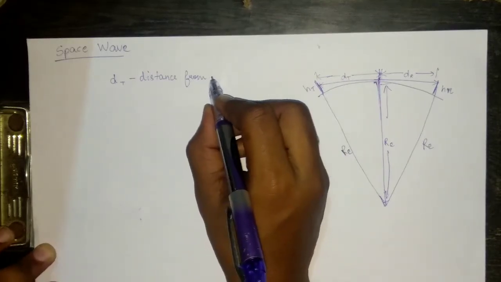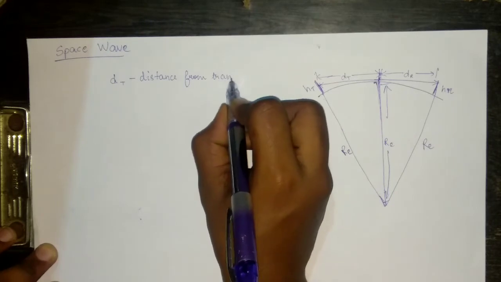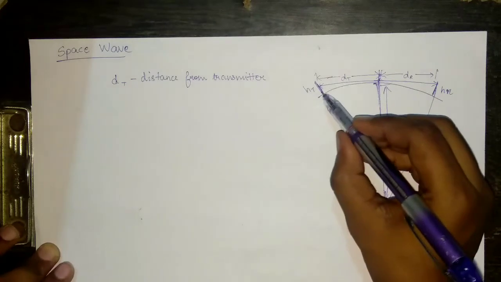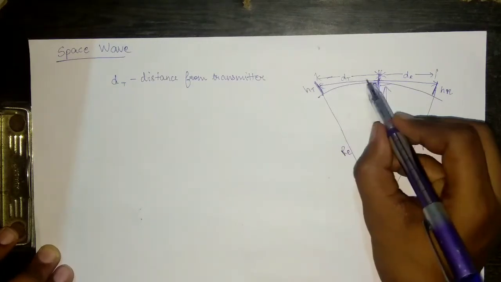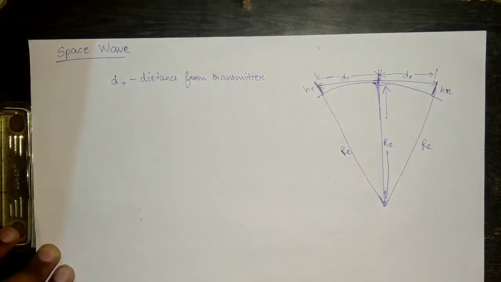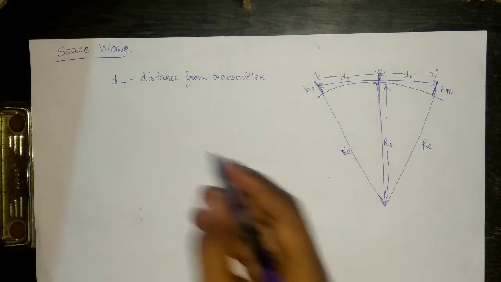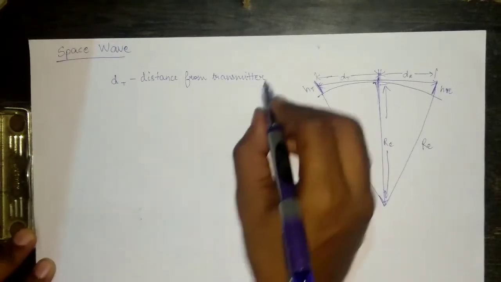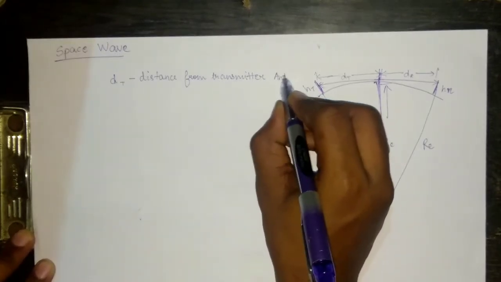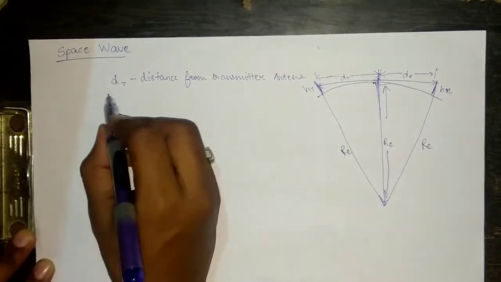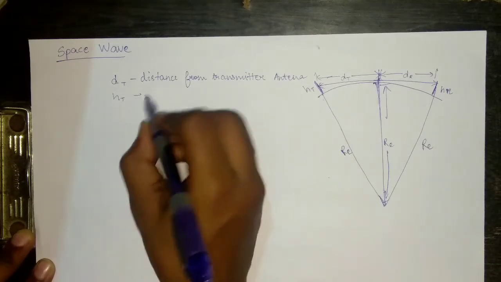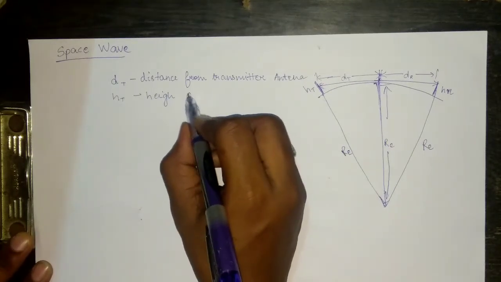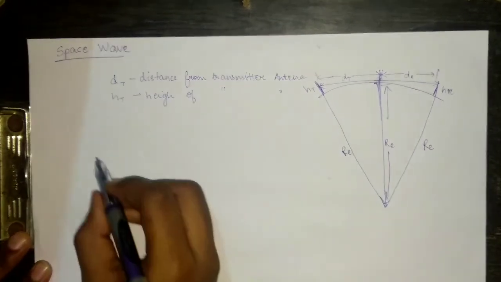Distance traveled from transmitter means how much distance the waves traveled from the transmitter. Next term is this, the transmitter antenna. Next term is ht. This is the height of the transmitter antenna. Height of the transmitter antenna.